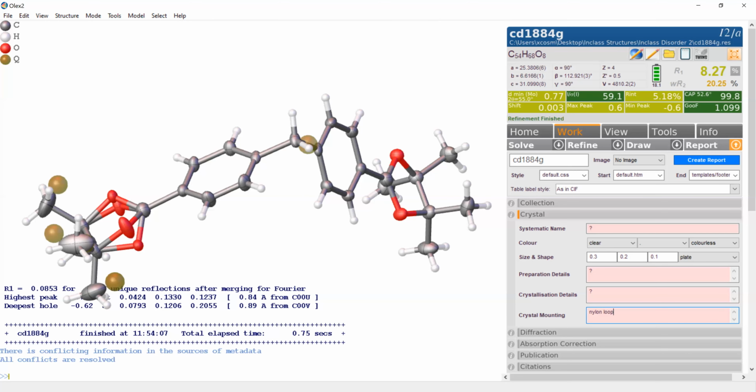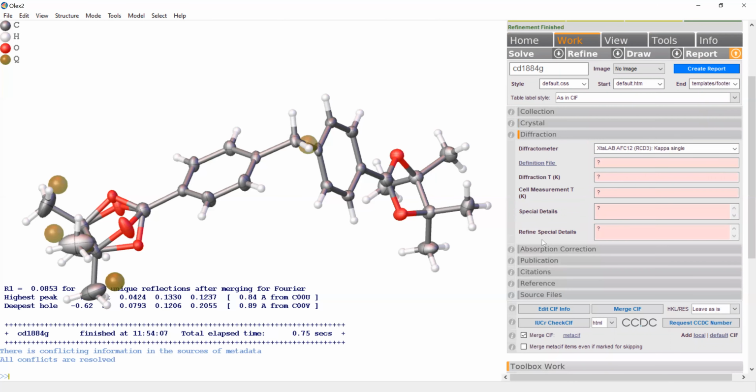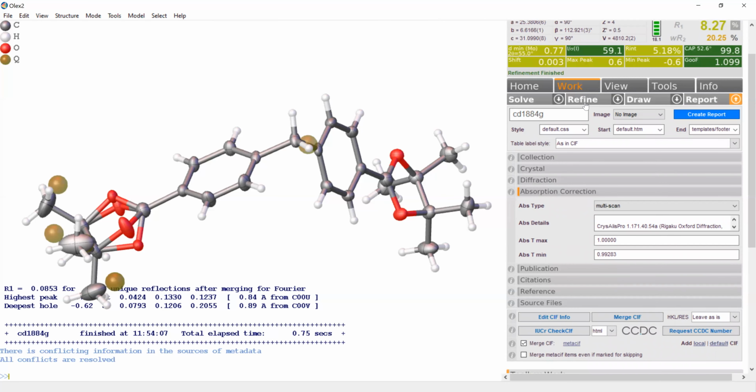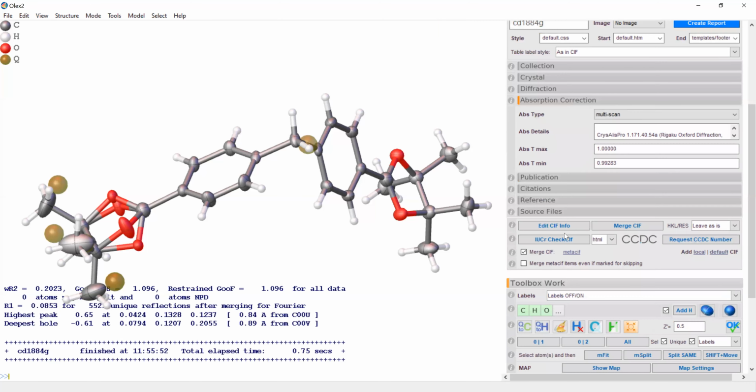Nylon loop. So for here, the diffraction temperature was 98 Kelvin. And it's already got the absorption correction. So we hit refine. So what I want to do is first do a checkCIF before I start messing with the weighting parameters anymore, to see if there's any systematic error with the data.